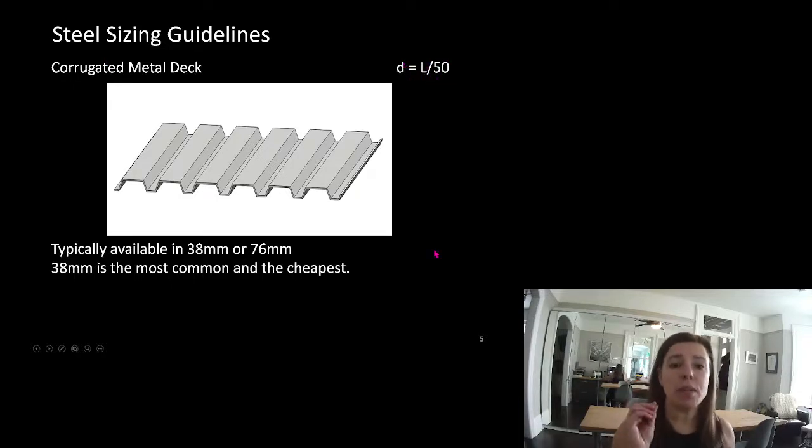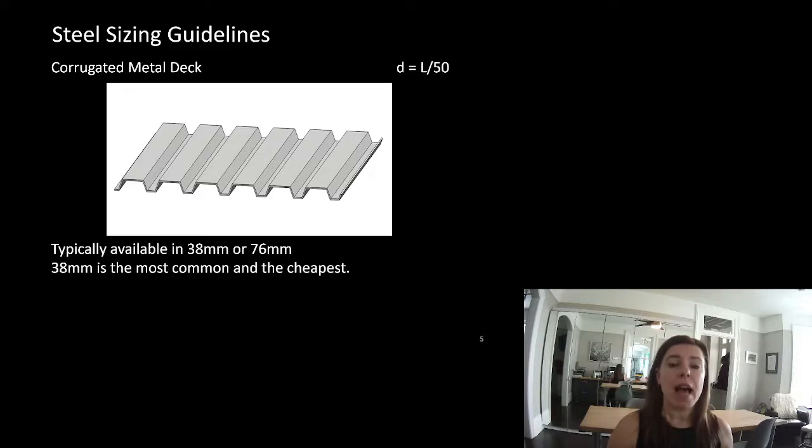All right, here's where it's important to know that some things are only available in certain depths. Metal deck is typically available in 38 millimeters, which is 1.5 inches, or 76 millimeters, which is 3 inches. 38 is by far the most common and by far the cheapest. I've heard it said that the cost of the deck basically drives your system. Trying to lower the cost of your deck can make the lowest building possible. So use your deck as kind of your starting point, and unless you have a reason not to, I would start with 38 millimeter deck.